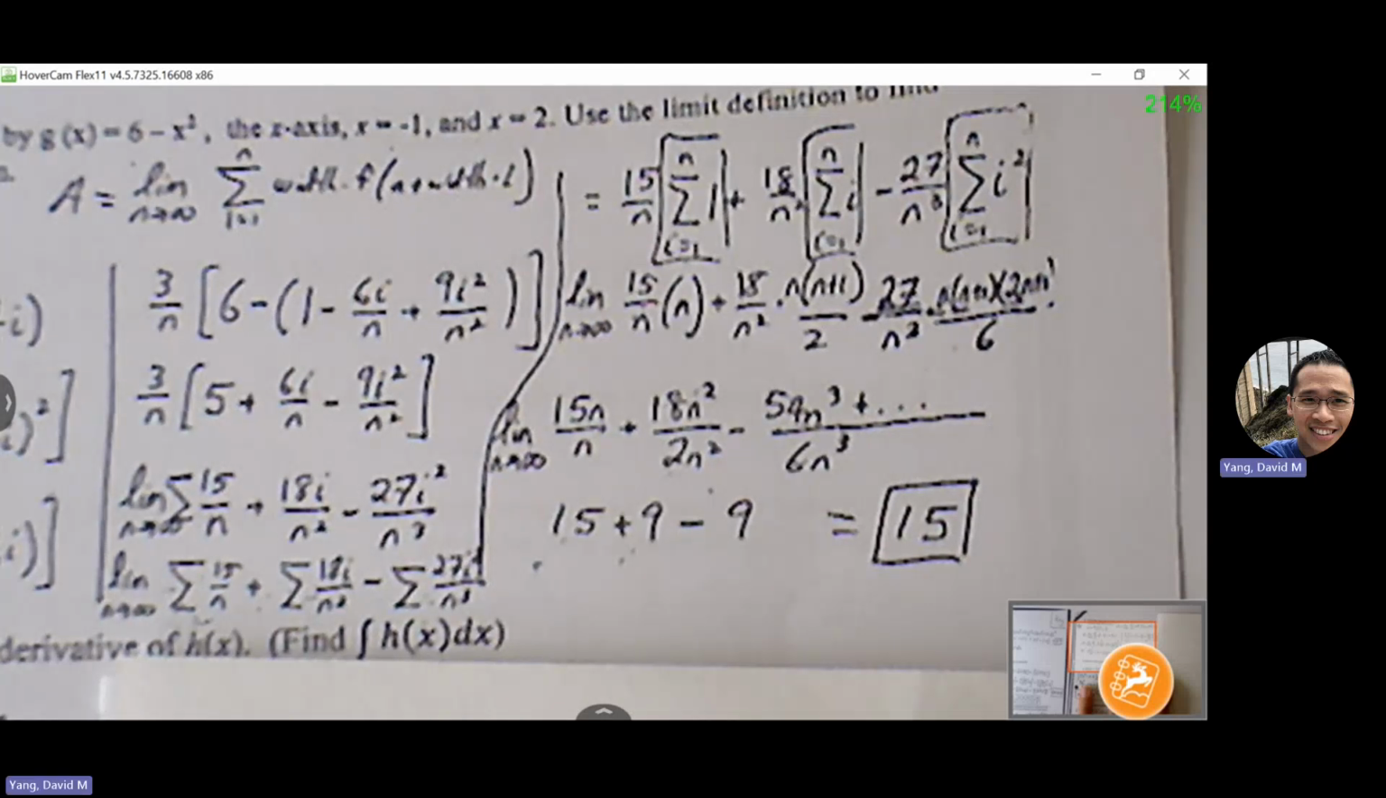Well, this n squared and this n squared, that's 2n squared. This 18 times n plus n squared, that's 18n squared plus 18n. I dropped the 18n, but 18n is not going to matter between these two.